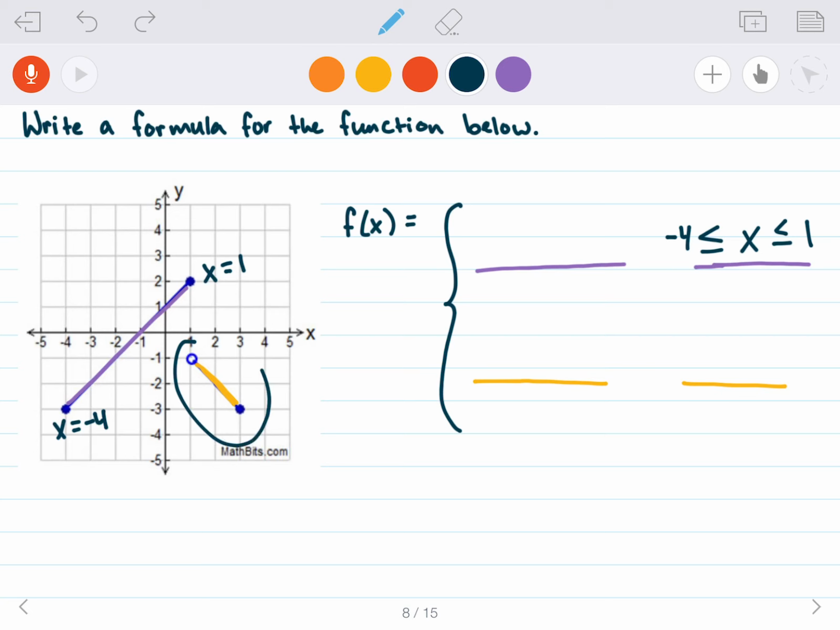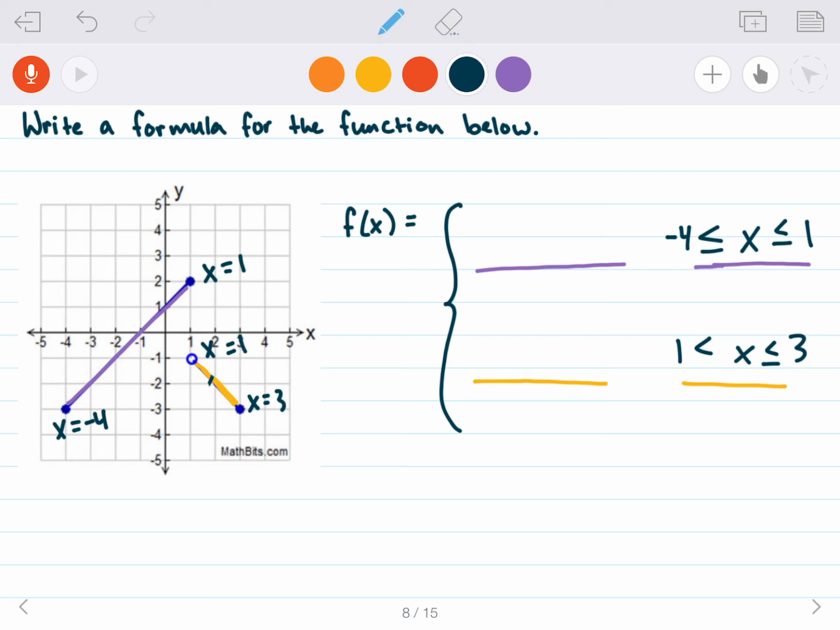Now what about this piece? Where does x start and end? Well, the lowest value that x takes is x equals 1. And the highest value that x takes is x equals 3. So this thing varies between 1 and 3. And with 3, it's going to be less than or equal to, because we have the closed dot here. And with 1, it's just going to be greater than, strictly greater than, because of the open dot. So we're not actually including that.